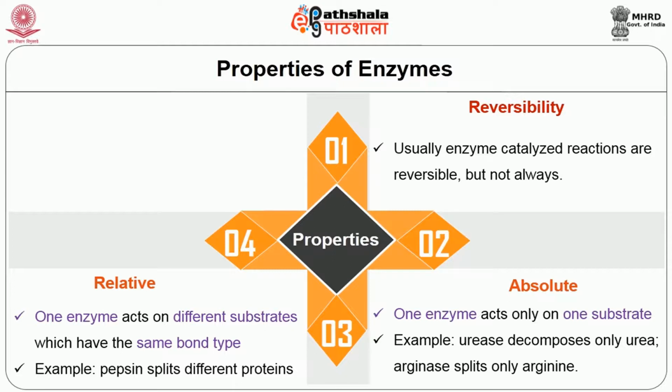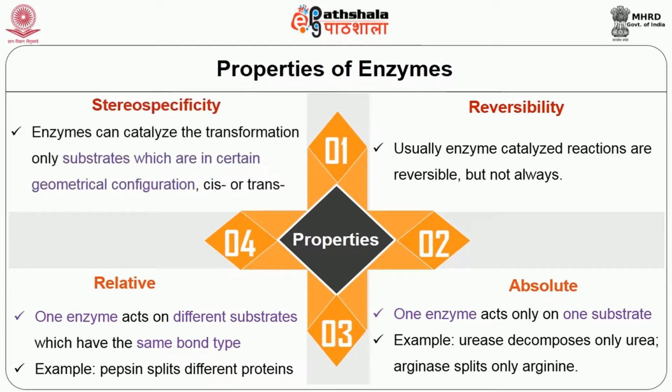And last but not the least, enzymes are stereospecific. That is, some enzymes can catalyze the transformation of substrates only when they are present in a particular geometrical configuration, let us say either the cis form or the trans form.